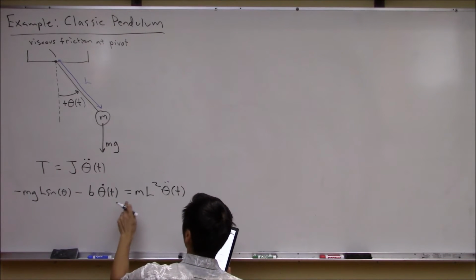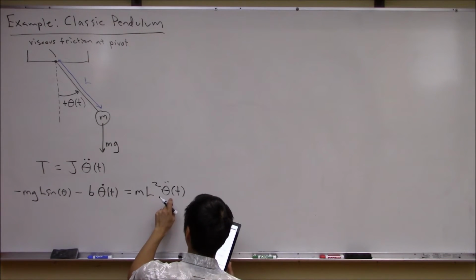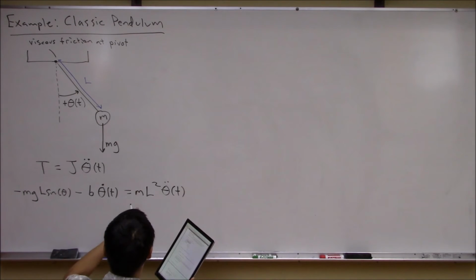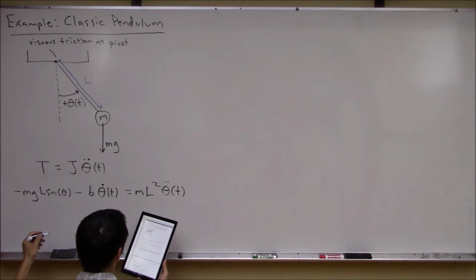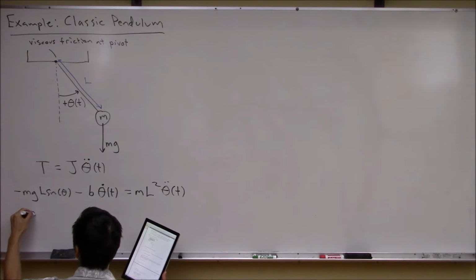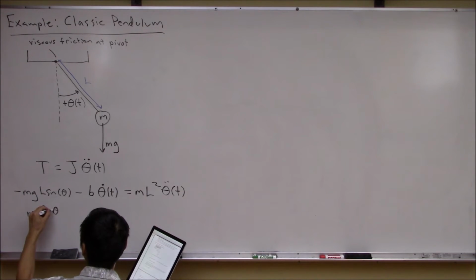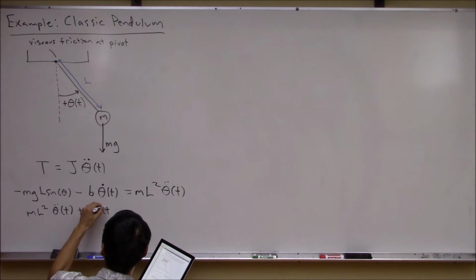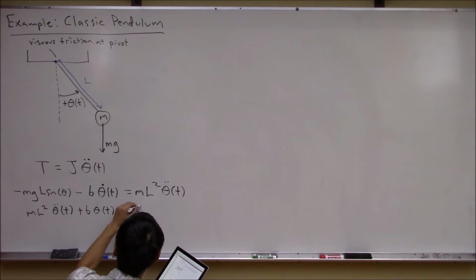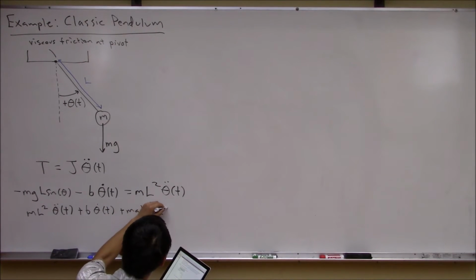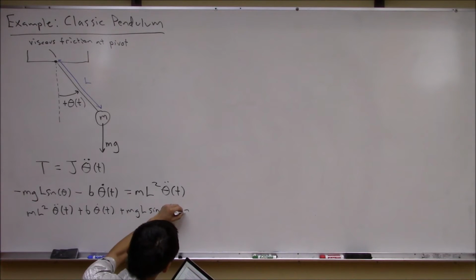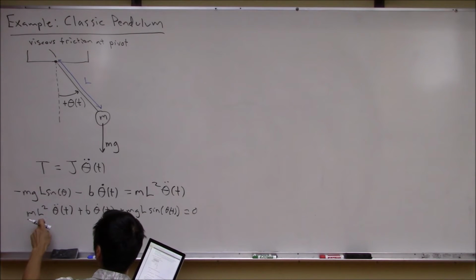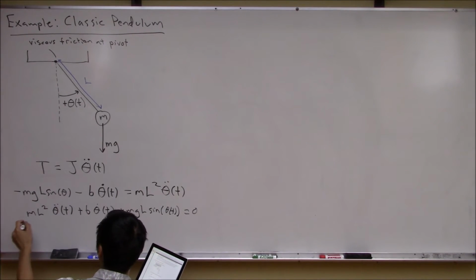Great. Let's move everything to one side so we can write this as mL squared theta double dot of t plus B theta dot of t plus mgL sine theta of t is equal to 0, right? And now let's normalize everything by mL squared, so I want to divide everything by mL squared.